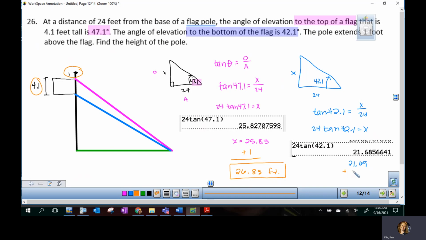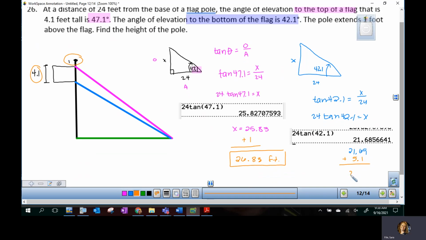If I'm rounding, the decimal might be slightly off, but then I would have to add in this as well. So I would have had to be adding in 5.1, which comes out to 26.7. So pretty close. It's because we rounded, you know, and this 4.1 may be rounded. Those angles were rounded to the tenth. So that's why the decimal is slightly off, but you would be able to get the close enough answer. It's approximately 27 feet, right?